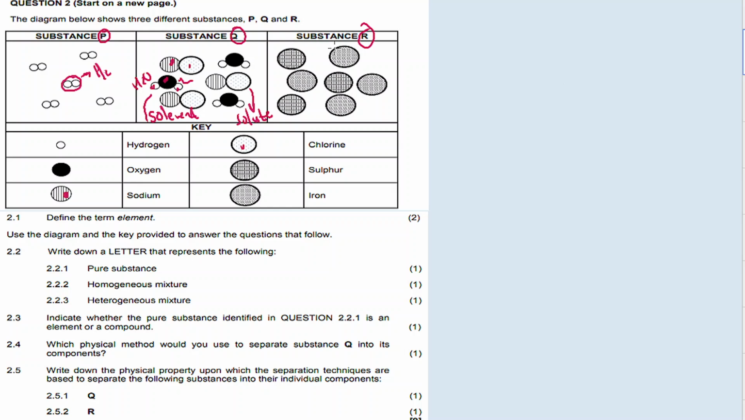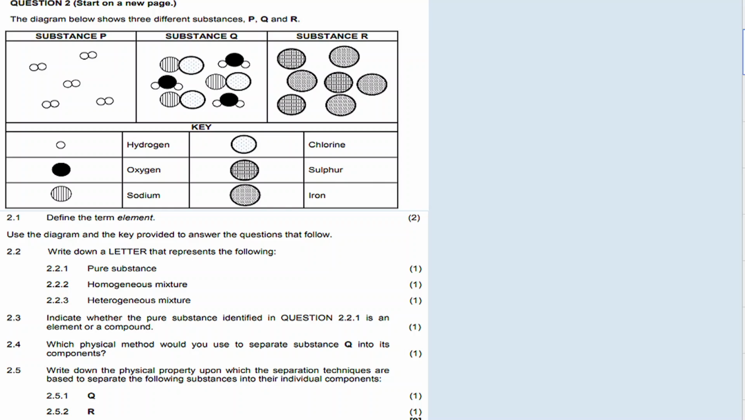And then in substance R we get sulfur and we also get iron. So these two, they don't bond, they just come together and form some sort of mixture. So we have substance P, a molecule of hydrogen, we have a solution in substance Q, and then we have substance R. It's a combination of iron and sulfur.